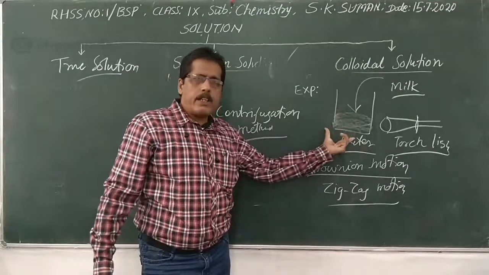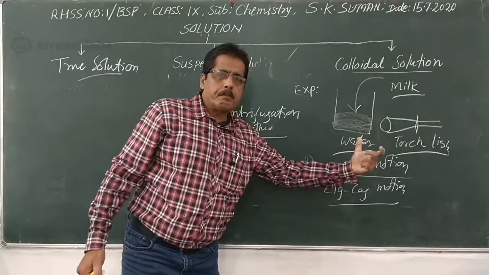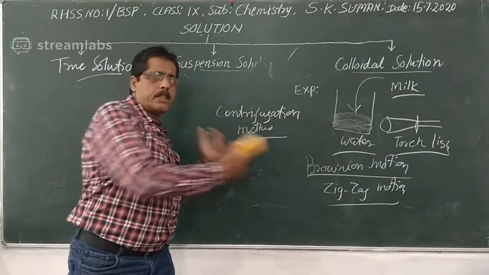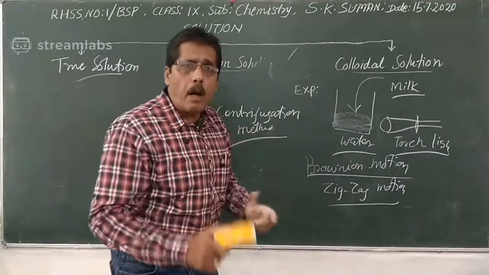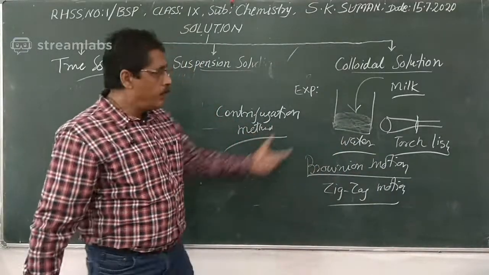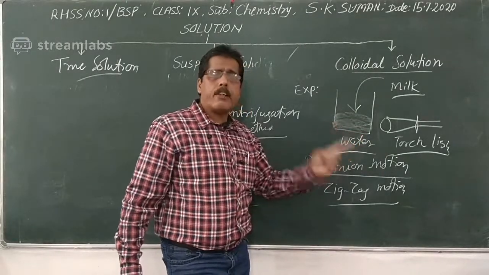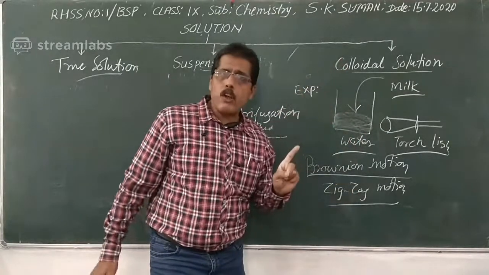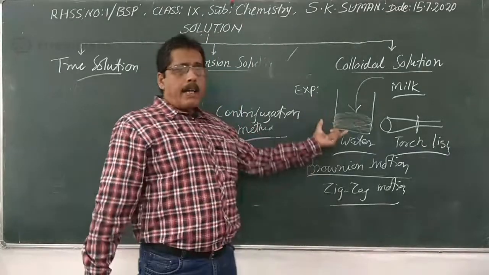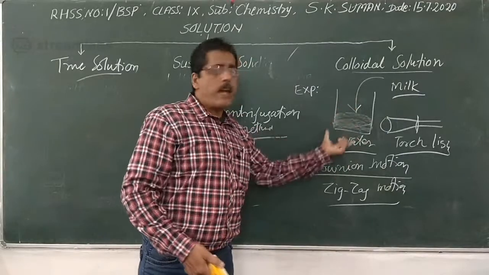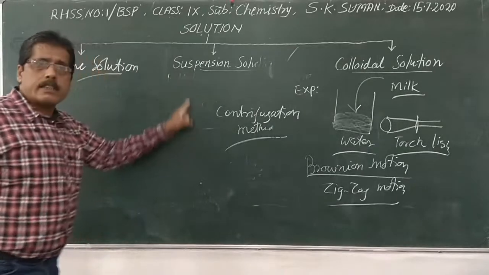You can view the path of the light here, and this path of light can only be visible in the case of colloidal solution. This is the important property of colloidal solution. What is that property? The path of light can easily be seen through the colloidal solution, but this path of light was not seen in the suspension solution and in the true solution. Means if you pass the light of the torch through true solution or through suspension solution, you won't find the path of the torchlight. It will only be shown through the colloidal solution.